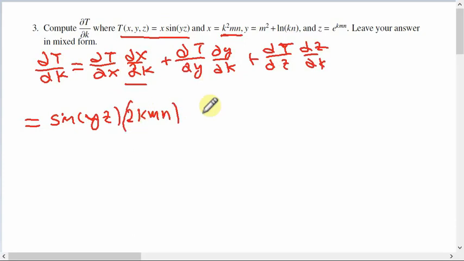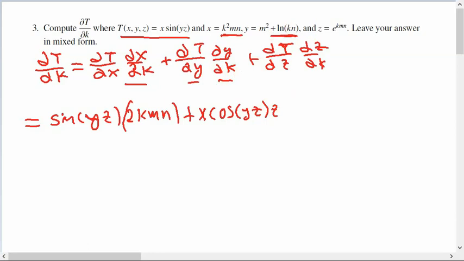So there's that one. Plus, now I take the partial of t with respect to y. Well, the y is inside that sine, so I have to take the derivative of sine, which is cosine. There's an x out here. The derivative of sine is cosine. Then I put my inside function yz back in there and take the partial of that with respect to y, which is going to give me z. That's that one. And now I take the partial of y with respect to k.